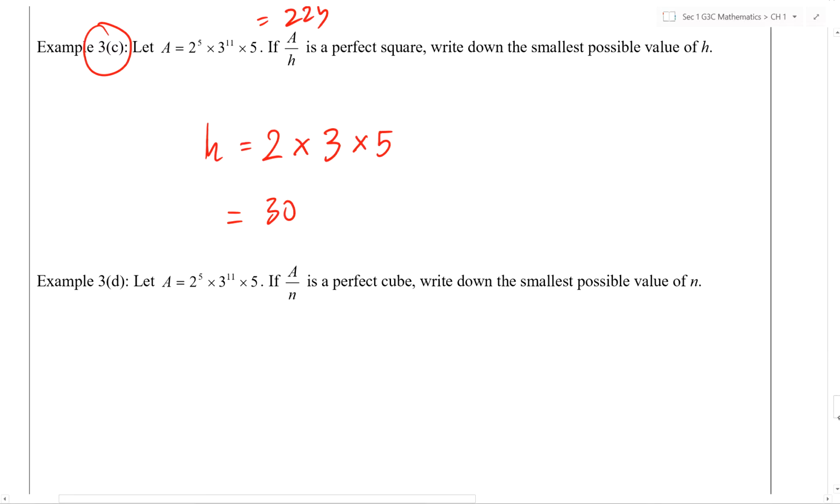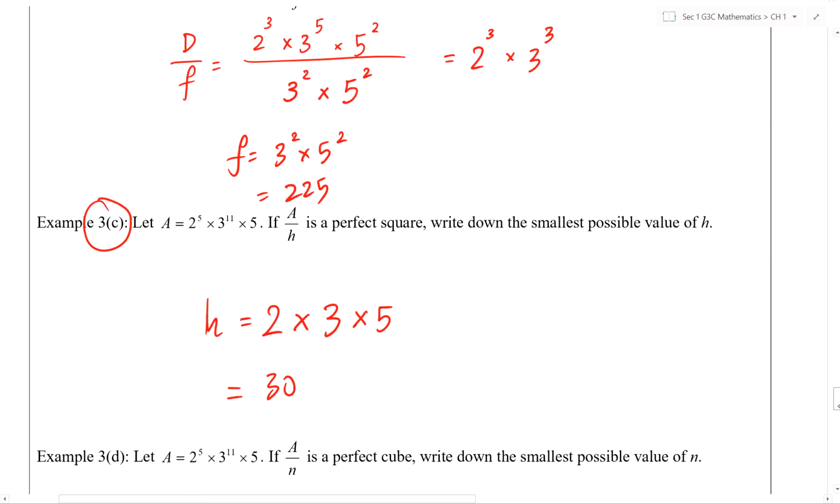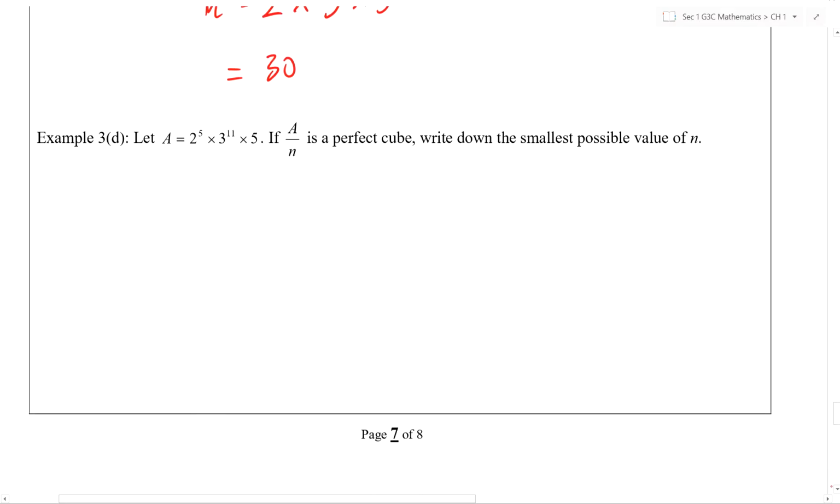Next, example 3D. Similarly, for the shortcut, instead of powers even or multiples of 2, what do you want the powers to become now? Power 3, multiples of 3. Okay, so currently 2 power 5. What do you want it to become? 2 power 5 becomes 2 power 3. How do you go from 2 power 5 to become 2 power 3? We need to divide by how many 2's? I got 5 of it, I want to become 3, so I must divide by how many 2's? 2 of them.